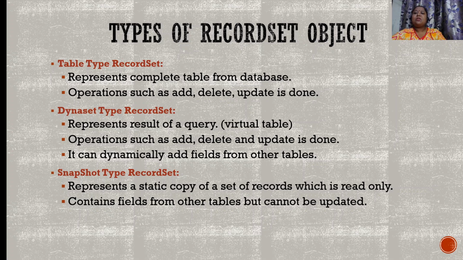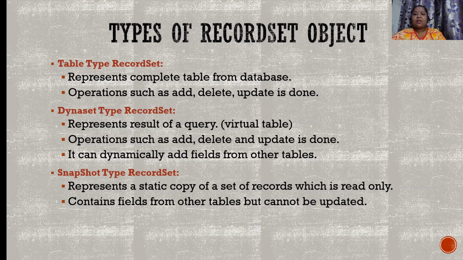The first type is called the table type record set. A record set means you have a table, and inside the table you are storing all the records. So what do you mean by record set? A record set is a collection of records, or the set of all records. So how are you going to access them is the question now. How am I going to access?